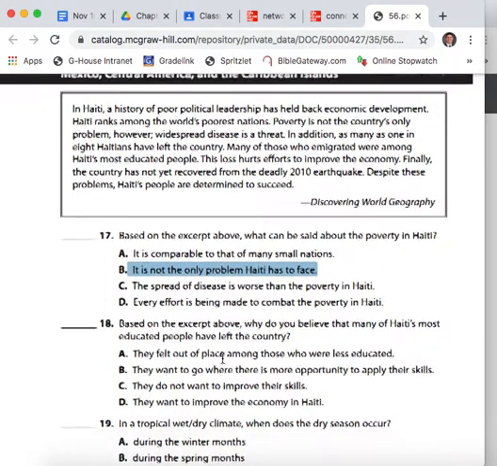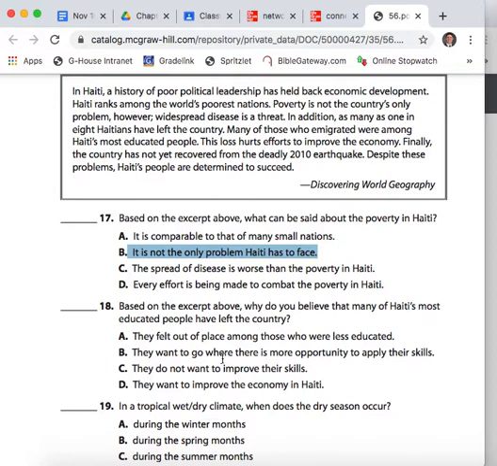A, they felt out of place among those who were less educated. B, they want to go where there is more opportunity to apply their skills. That sounds pretty good. C, they do not want to improve their skills. Or D, they want to improve the economy in Haiti. Most likely B, because they want to go where there's more opportunity. If they're educated, they can get a higher level job, and then some of that money might be sent back home in terms of a remittance.